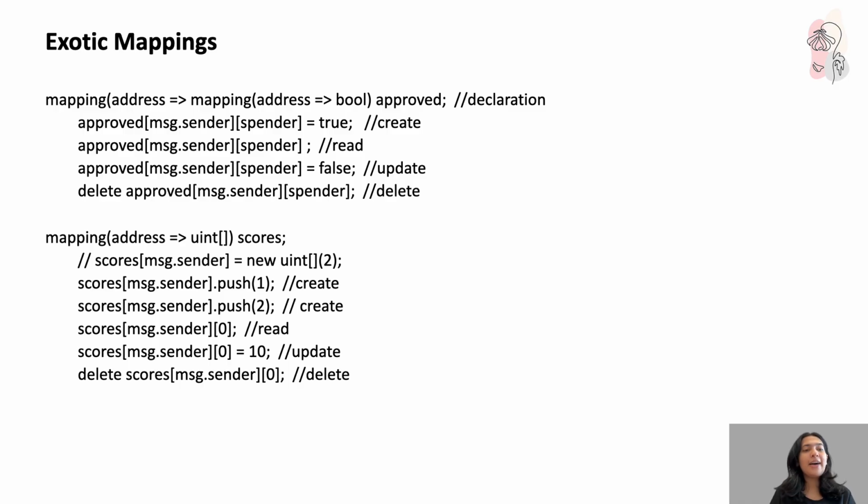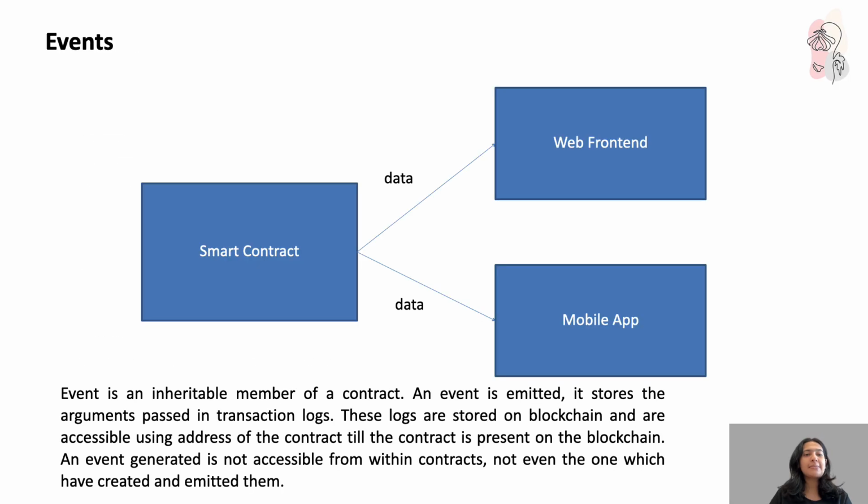So next we have mapping address. Address is your key type, and uint array is your value type. So each address maps to an array of values, which are called scores here. So you can push new elements to the array, you can read elements by index, you can update them, delete individual elements, right? So this is great for storing multiple values per user, like game scores, transaction history or achievements. Make sense?